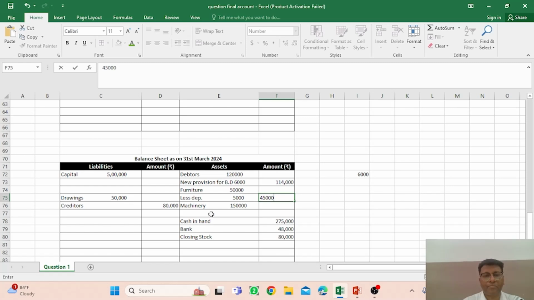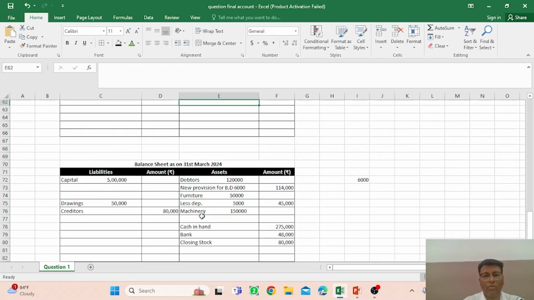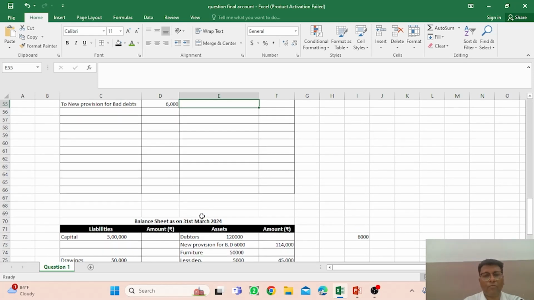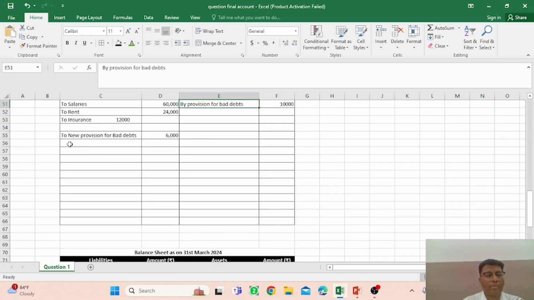45,000, and simultaneously you have to write 5,000 on the debit side of the P&L account, to depreciation on furniture. When you solve the question you should write the full form, not the short form, and for understanding I am writing here depreciation on furniture, rupees 5,000.